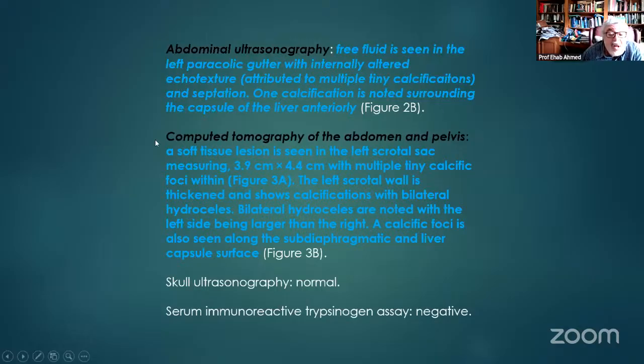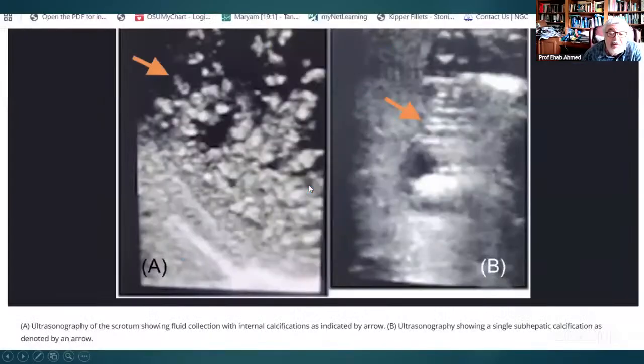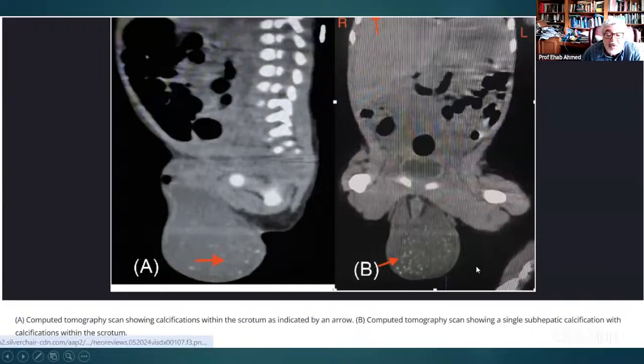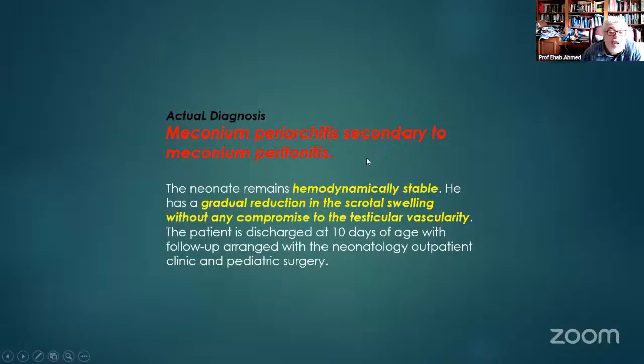Okay. And then they did a CT of the abdomen and pelvis, which confirmed the presence of these calcifications. They did a CT, which showed calcifications, scrotal and abdominal. So, what was the actual diagnosis? Meconium periorchitis, secondary to meconium peritonitis.